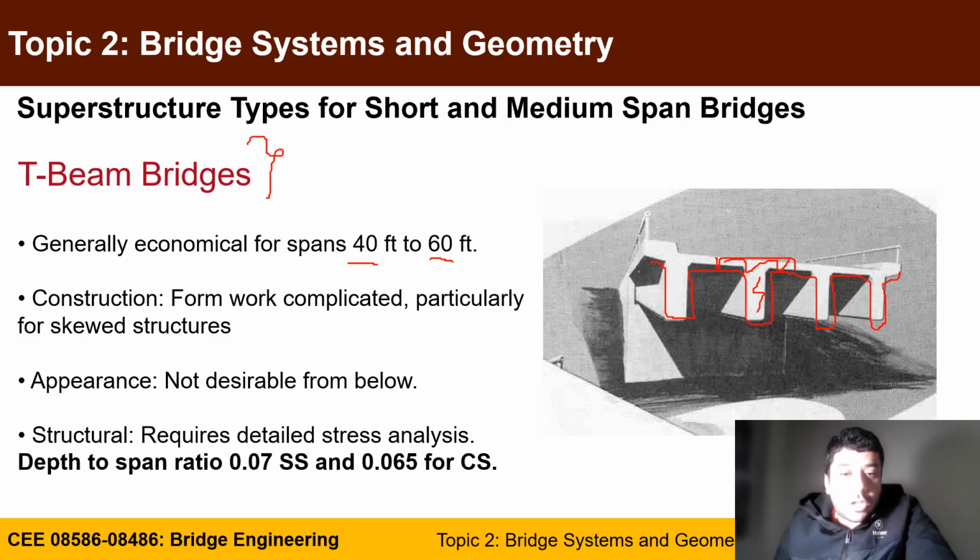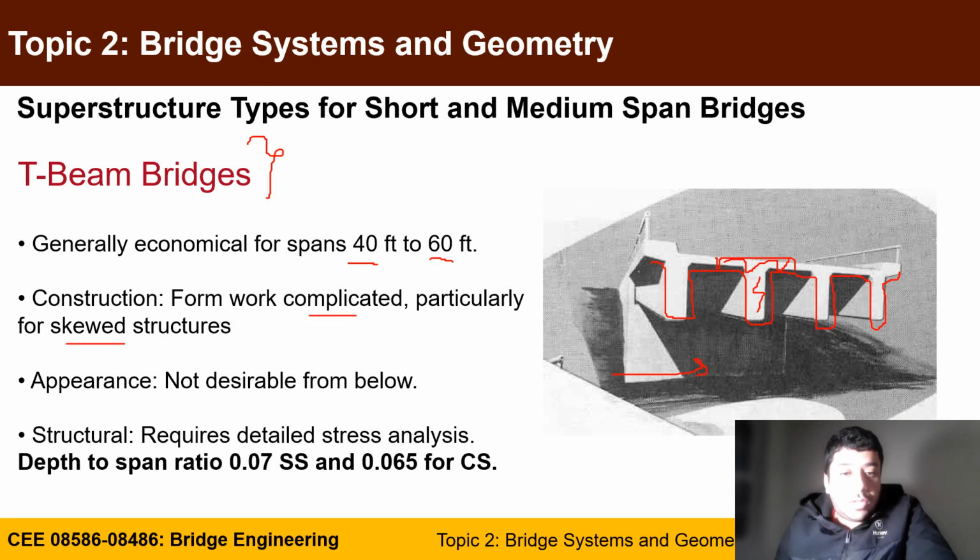For construction, formwork is more complicated than the slab bridge because you have to form all sides of the beams. It's also very complicated if you have a skew. In terms of appearance, it is not desirable when you drive below it.